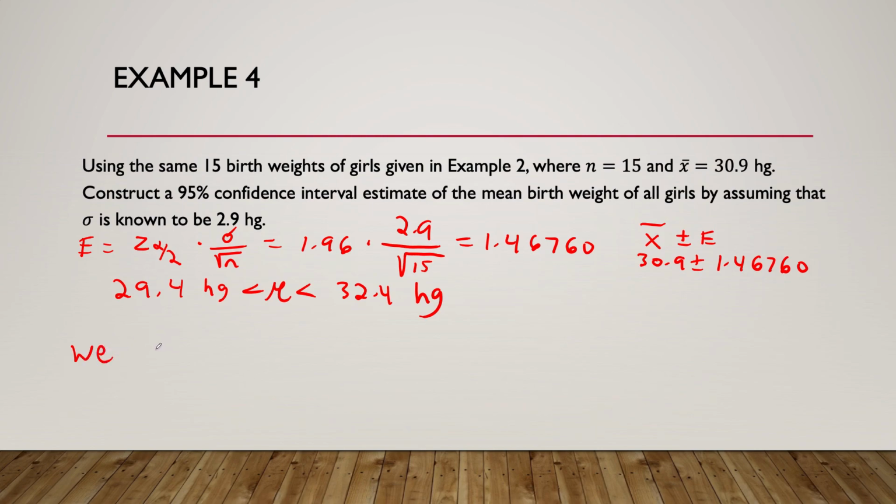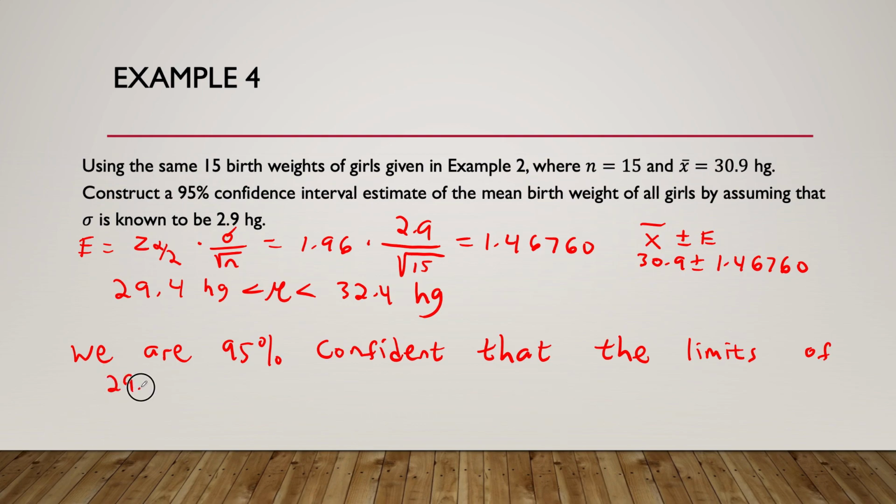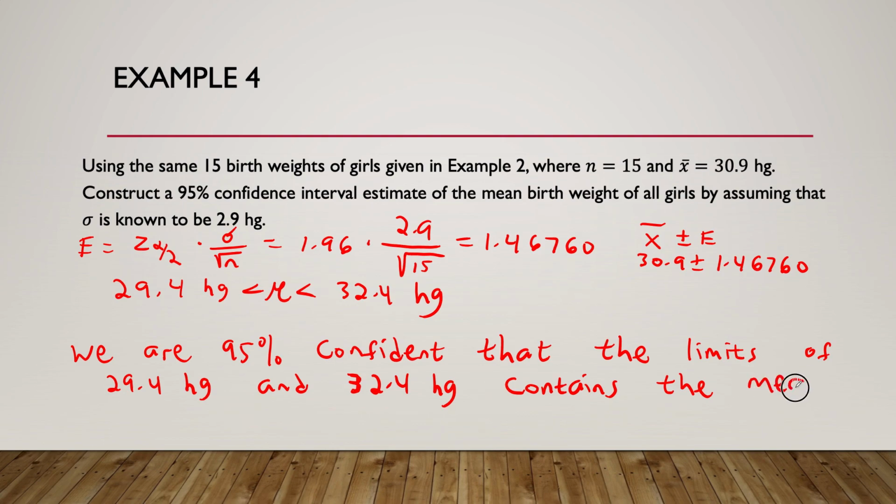So then we are 95% confident that the limits of 29.4 hectograms and 32.4 hectograms contain the mean birth weight of all goats, which would then describe the population mean. Thank you.